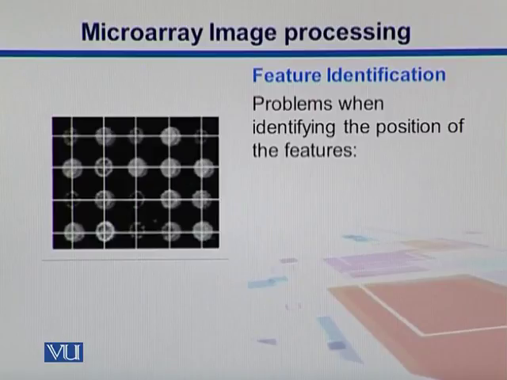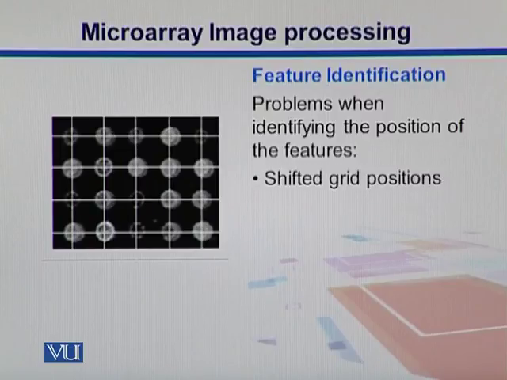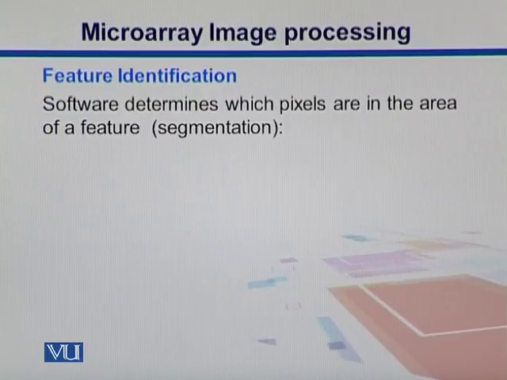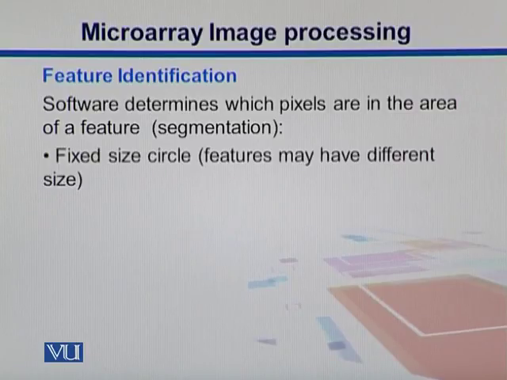While doing those feature identifications, there might be some problems when identifying the positions of these features. Some features might have shifted grid positions. Sometimes you have curves within the grids. You might see uneven feature spacing, or uneven feature sizes. So software is used to determine these properties of the features. Software determines which pixels are in the area of the features. We detect fixed size circles, but features may have different sizes.